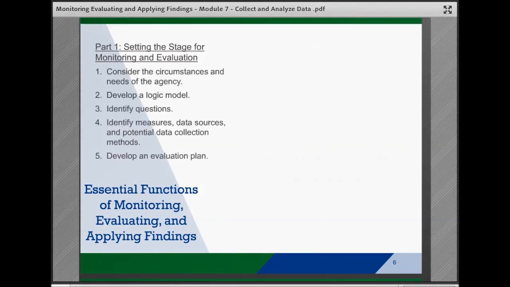Part 1 is setting the stage and includes considering the circumstances and needs of the agency, developing a logic model, identifying questions to explore, identifying the data measures, sources, and collection methods that will answer them, and then developing an evaluation plan.